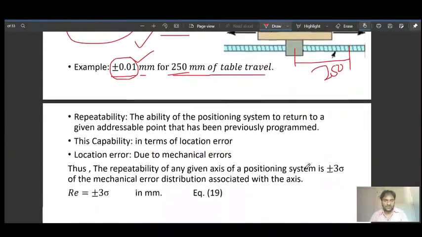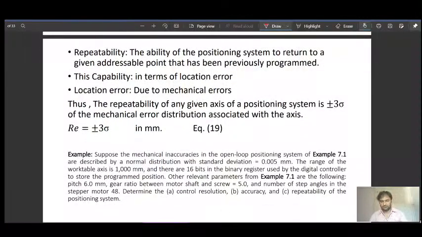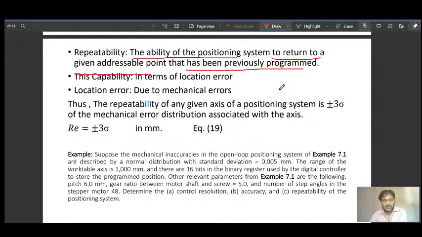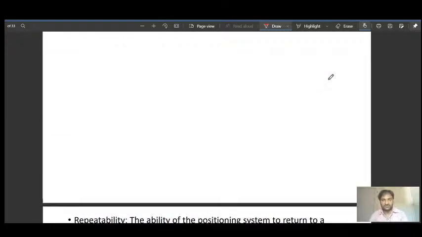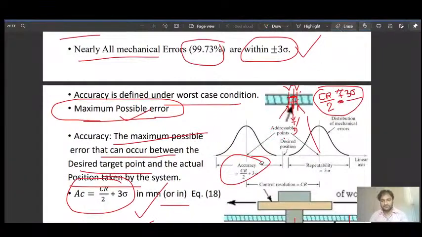Okay, and then we have repeatability. We will finish in 5 minutes. Repeatability is the ability of the positioning system to return to a given addressable point that has been previously programmed. So again, as you see, that was our, let me go through that position here, repeatability.